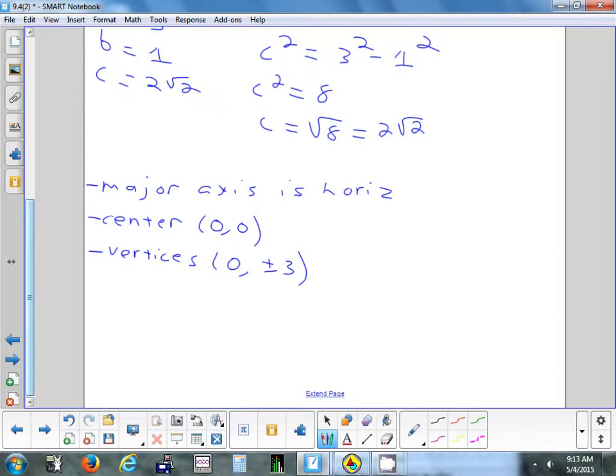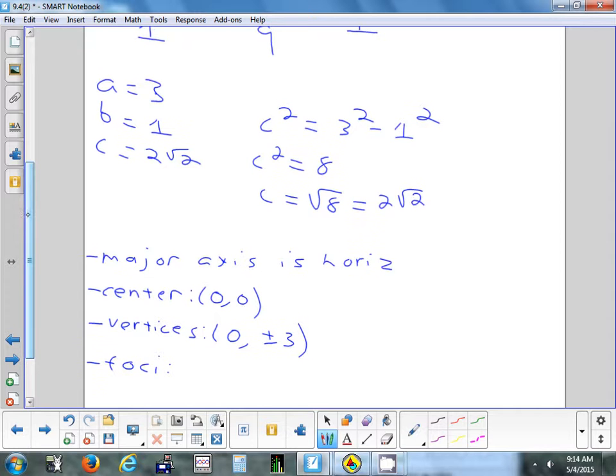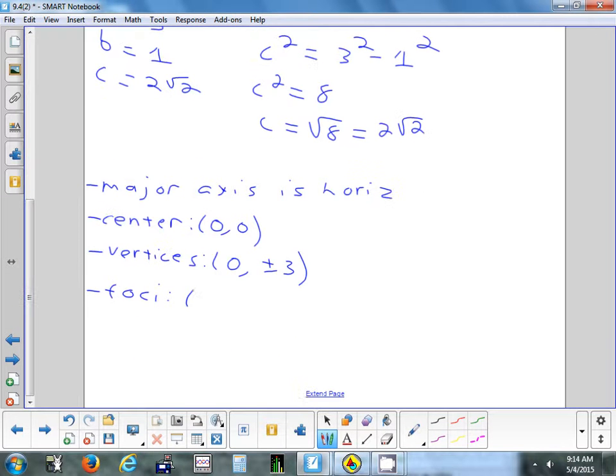And the foci should always be inside the vertices. Okay, the foci should be closer to the origin. C is going to give me the distance from the origin for the foci, and it's 0, positive or negative 2 root 2. If I was going to sketch it, I'd change that to a decimal. That'd be easier. Any questions on that?